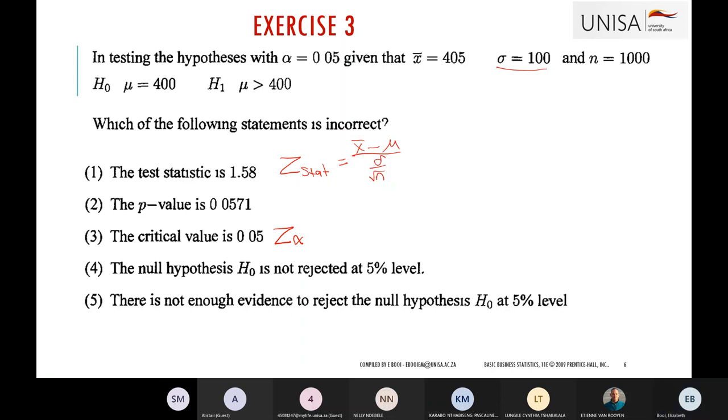Okay, are we done? I see some responses. Or am I? Remember, we're looking for the incorrect answer. Are we done? Two more minutes, please. Okay.